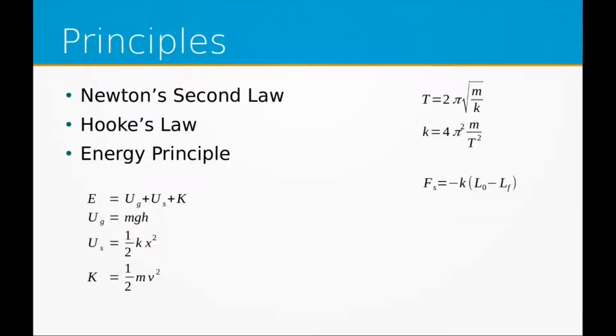So the principles we're using in this lab: of course, Newton's second law, force is equal to mass times acceleration. We're also using Hooke's law, which is that the force of a spring is equal to the negative spring constant times the displacement of the spring. And we're also using the energy principle, which is that total energy is the sum of all the different types of energy, and like I mentioned earlier, we're only including gravitational potential energy, spring potential energy, and kinetic energy in our simulation.